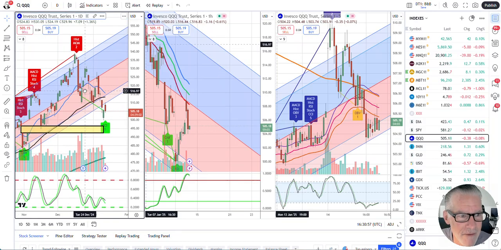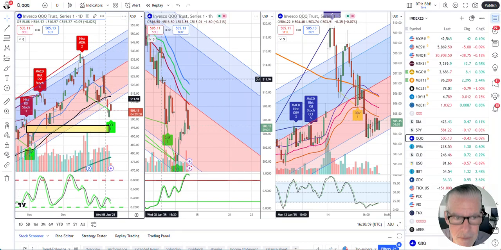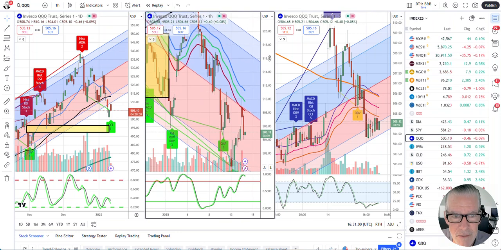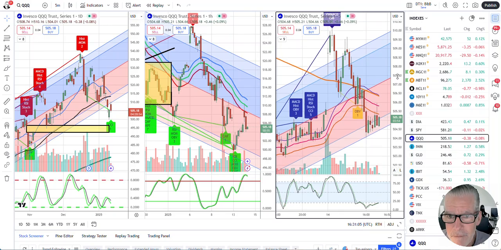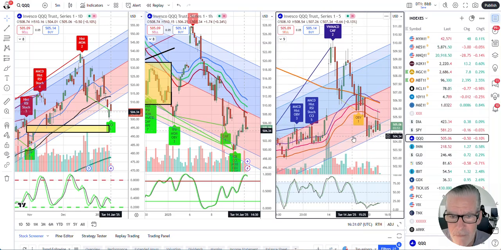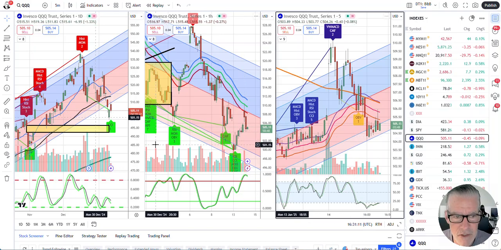So here's how I have it. I have the daily chart in panel 1. I have the hourly chart, sometimes the 2-hour chart, in panel 2. And I have the 5-minute chart over here in the third panel. I'll explain all the indicators I have on here in just a minute, but let me first explain why I've got the 3 panels.